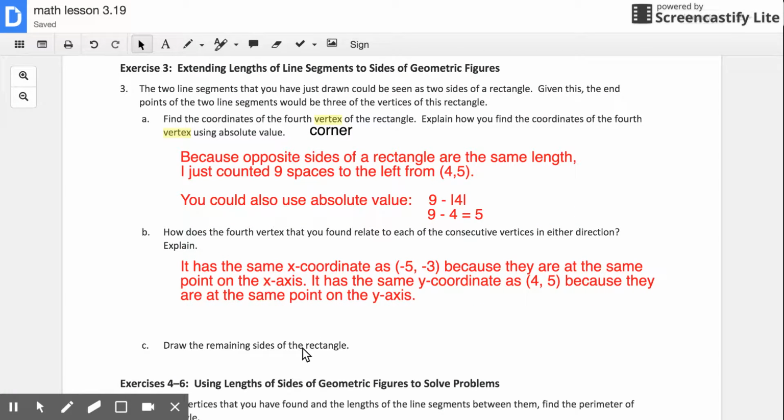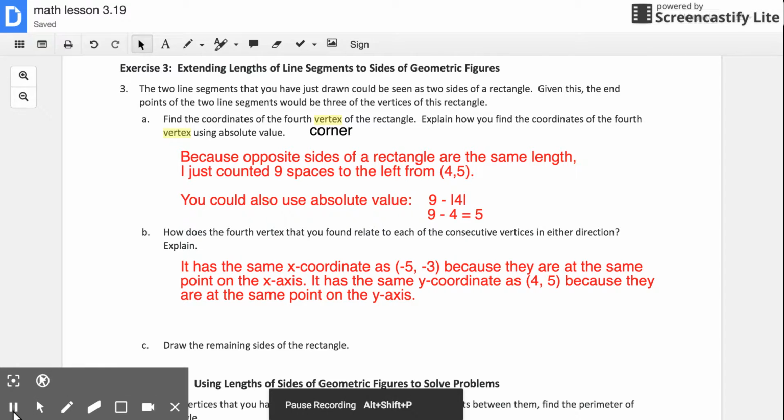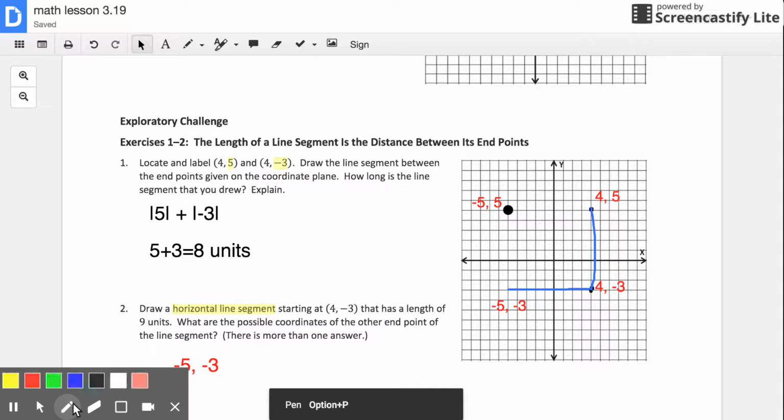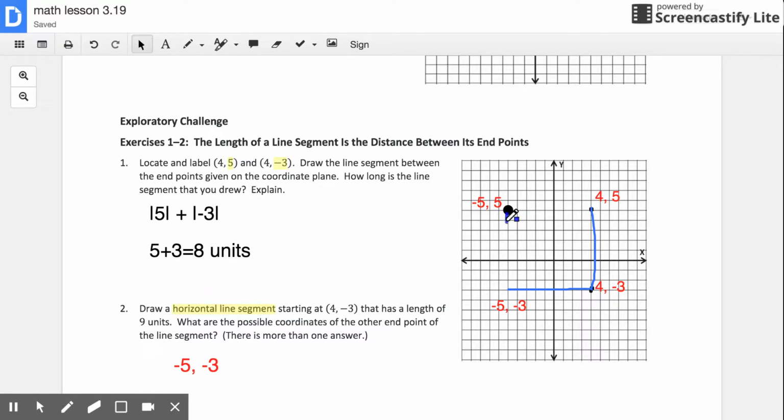So then it says to draw the remaining sides of the triangle. Let's make sure we still got blue. Blue. There we go. So we're just going to complete, did I say triangle? I meant rectangle. We're going to complete our rectangle. Bam, there you go. We made a rectangle on a graph.